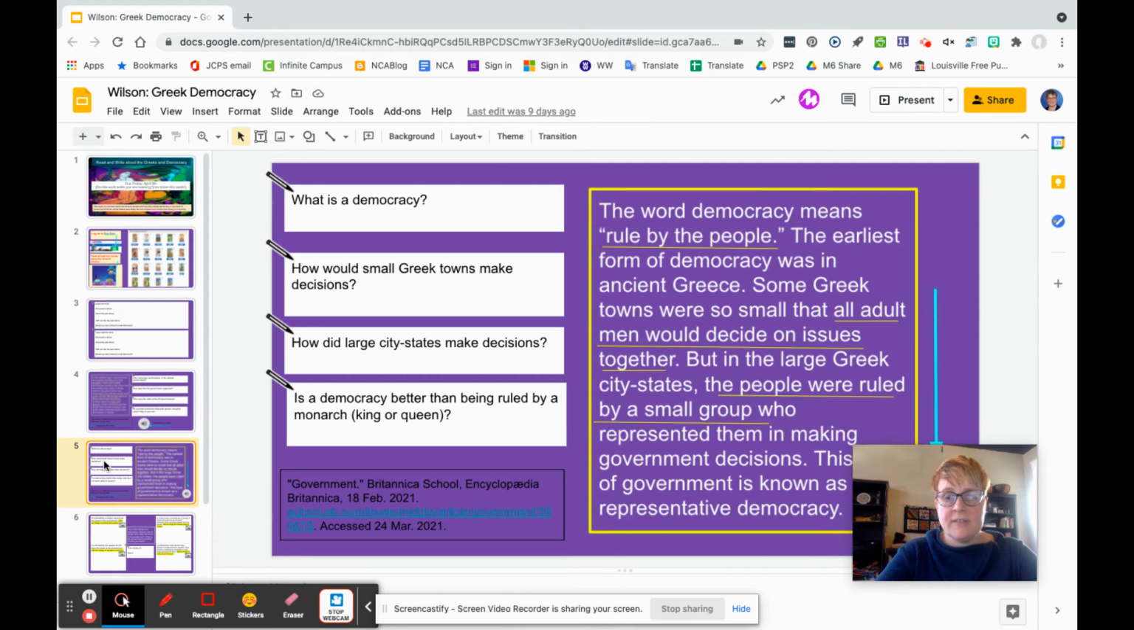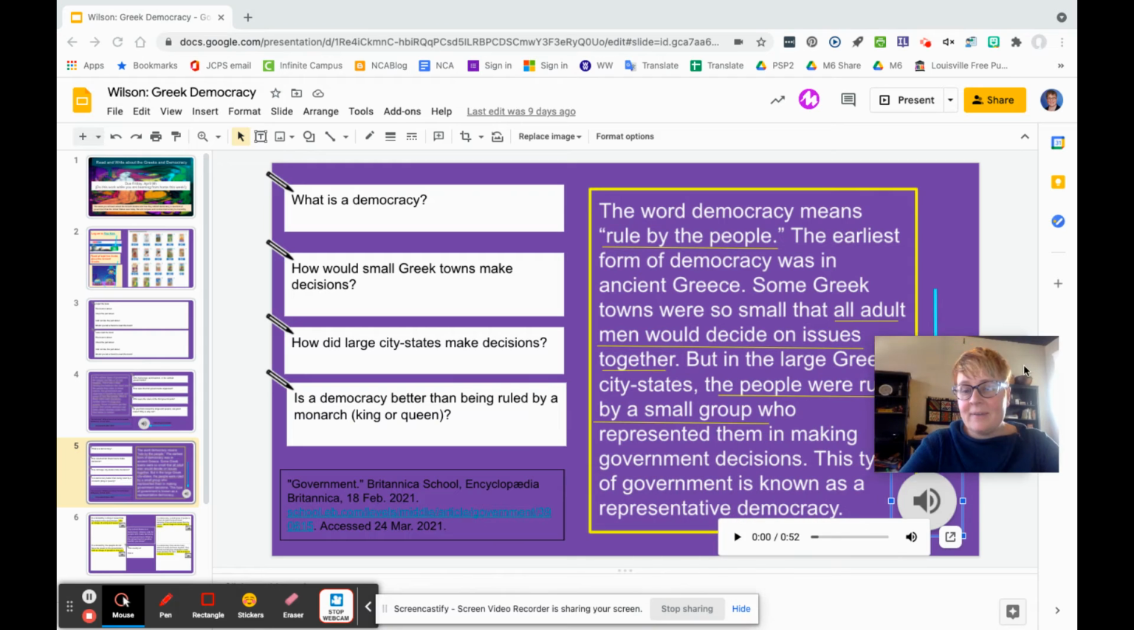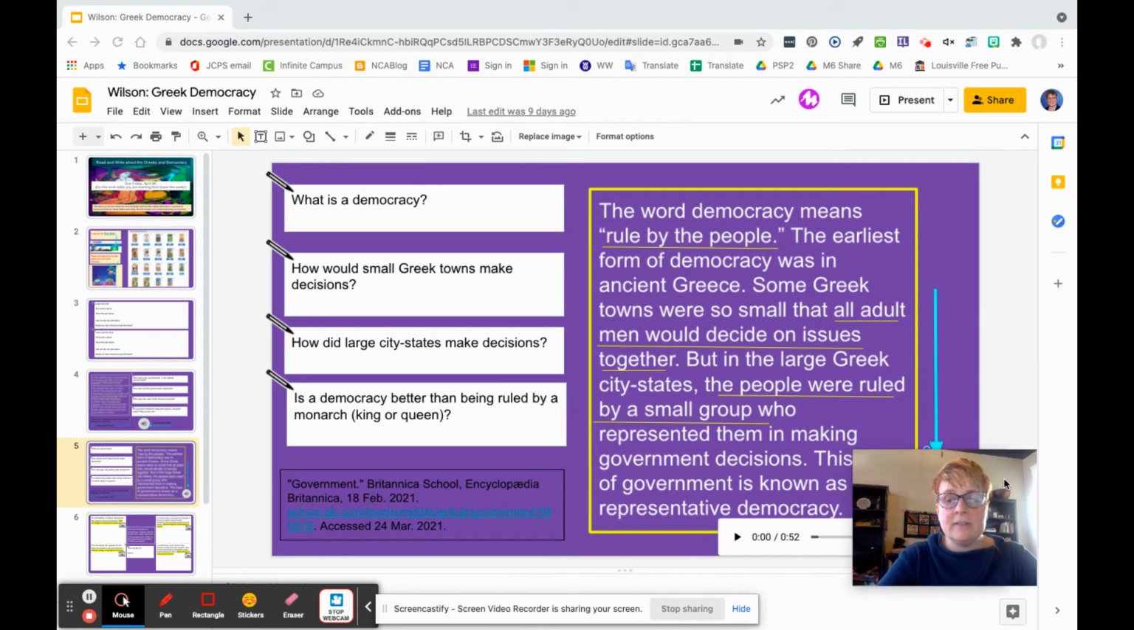Page 5, very similar, just with a different reading. You're going to listen to my beautiful voice right here with this Vocaroo below it. And then you will read the question, what is a democracy? And then look over here for what is underlined. That will help you look for the answers to write the answers here.